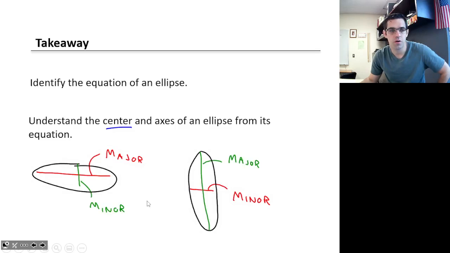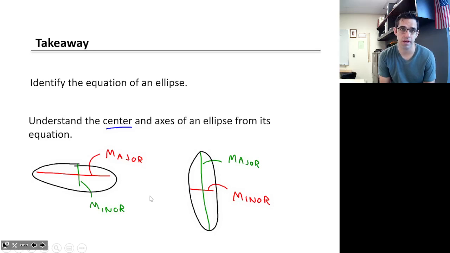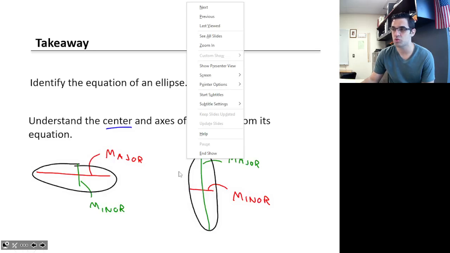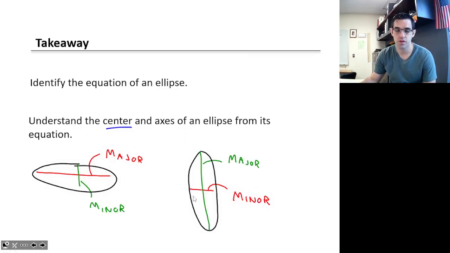When you do your assignment, you're going to hear the terms major and minor axes. So just keep in mind, whichever axis is bigger is the major, and whichever one's the smaller axis is going to be the minor. For example A, it was wider, so the horizontal axis would be the major, vertical would be the minor. For example B, it was smushed vertically, so the vertical axis is bigger, so that's the major, and the horizontal will be the minor.